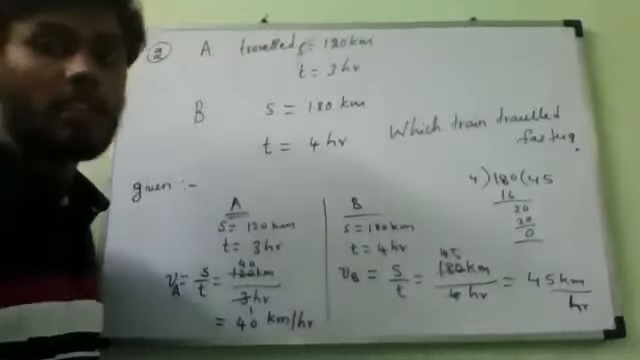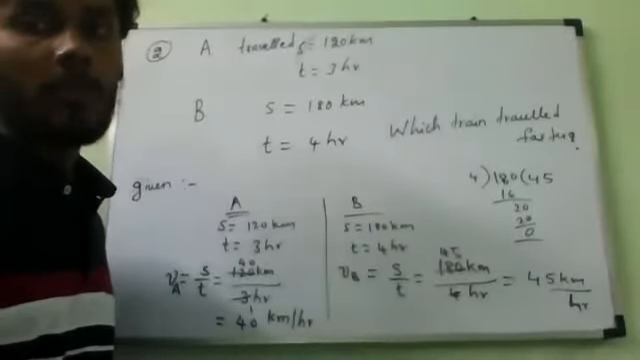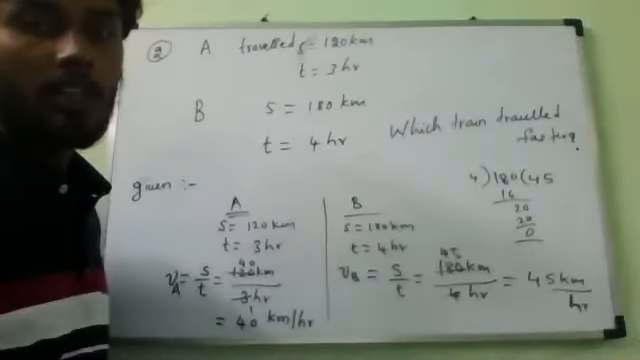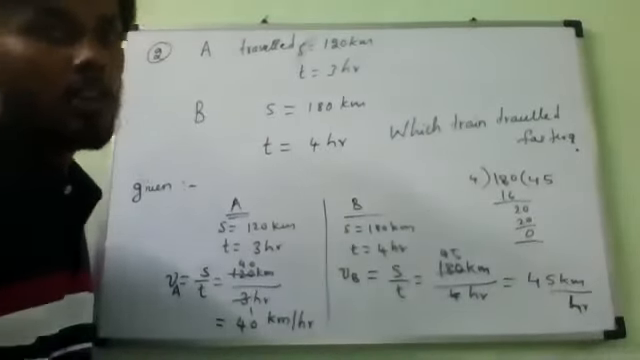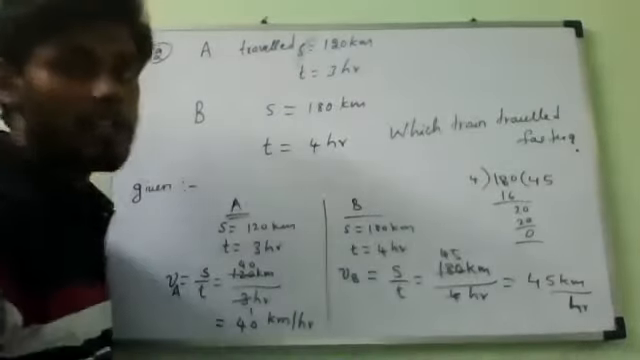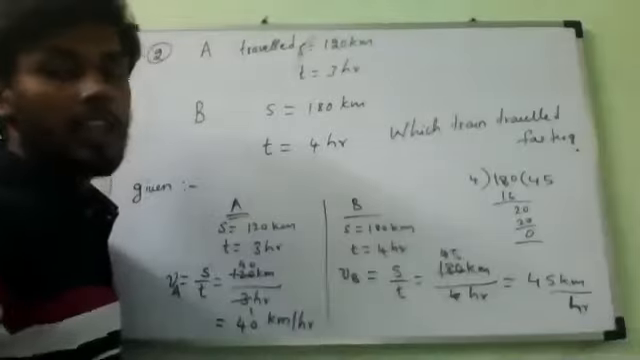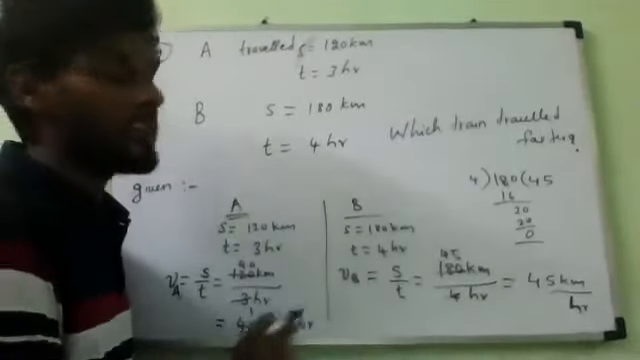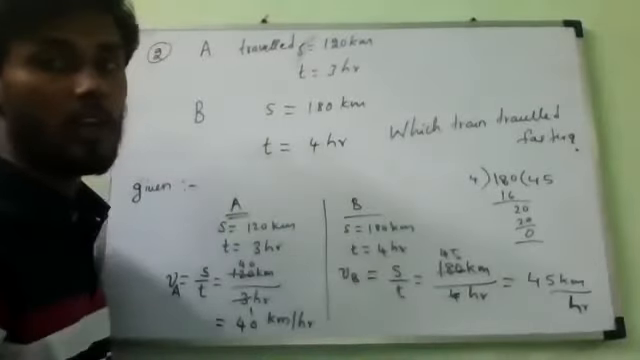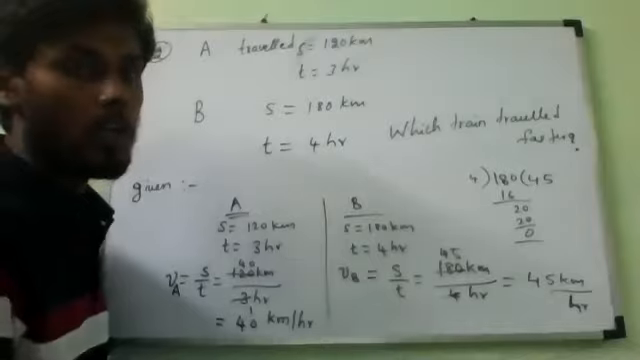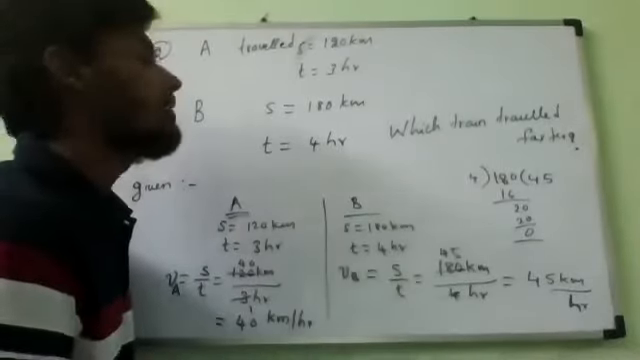Which body is traveling faster? Selva, Laksha, Pradosh, Alana, which body is traveling faster? Train B is 45 kilometer per hour. So from these calculations we can find that A travels a distance of 40 kilometers in 1 hour. B travels a distance of 45 kilometers in 1 hour. So since the speed of train B is higher, therefore train B has traveled faster.